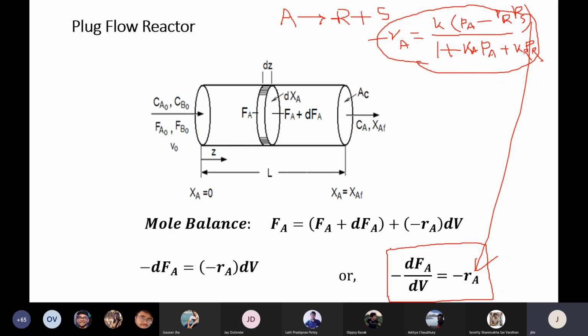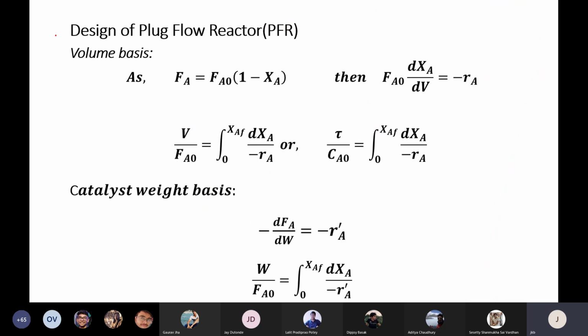We can solve it using a program. You can write a mathematical program using any method, or directly solve it using MATLAB, Excel, etc. And if the rate kinetics is not so complicated, first order or second order, then you substitute the rate equation in terms of conversion and integrate it. The example is given in terms of conversion only. Design of a plug flow reactor where all expressions are written in terms of conversion. FA is written as FA0 times 1 minus XA, and FA0 dXA by dV is written as minus RA.